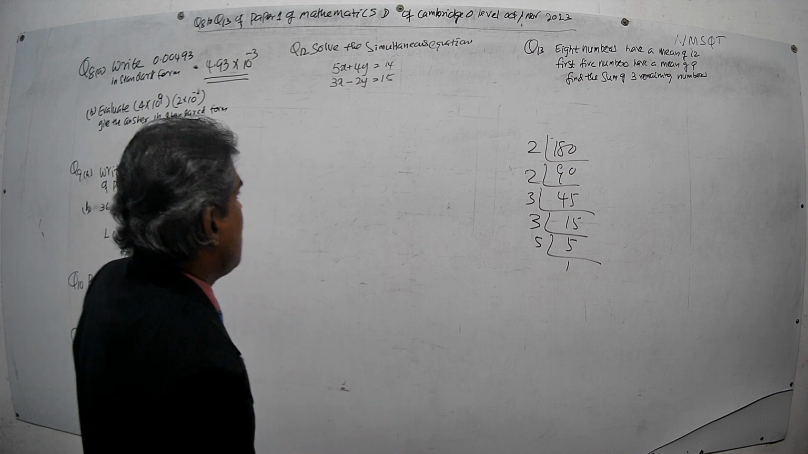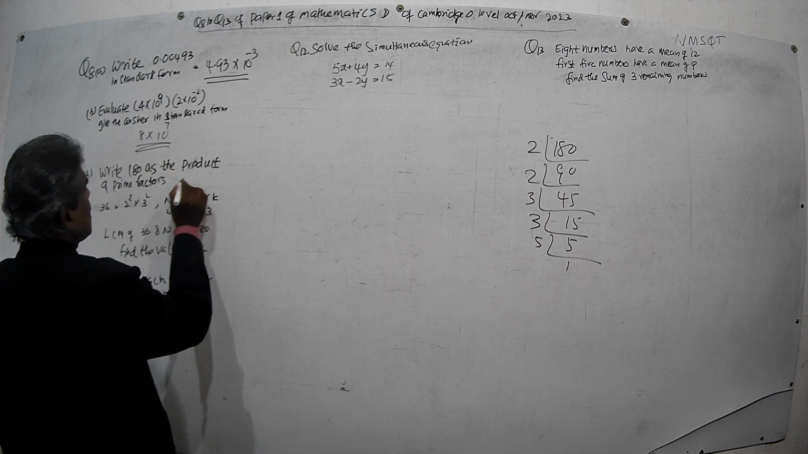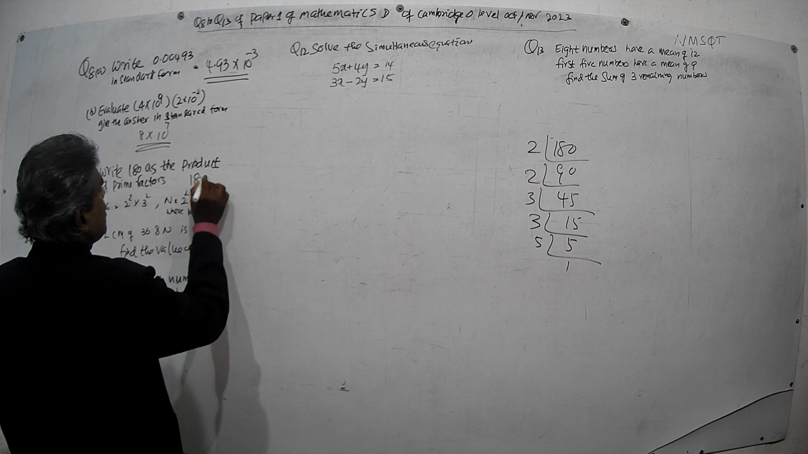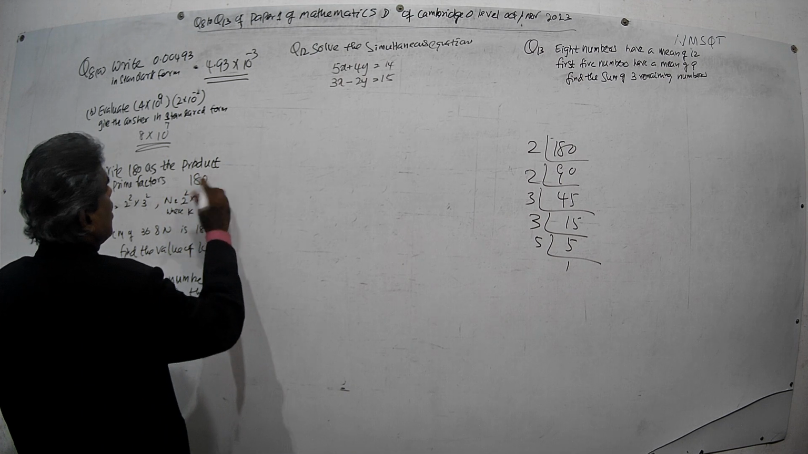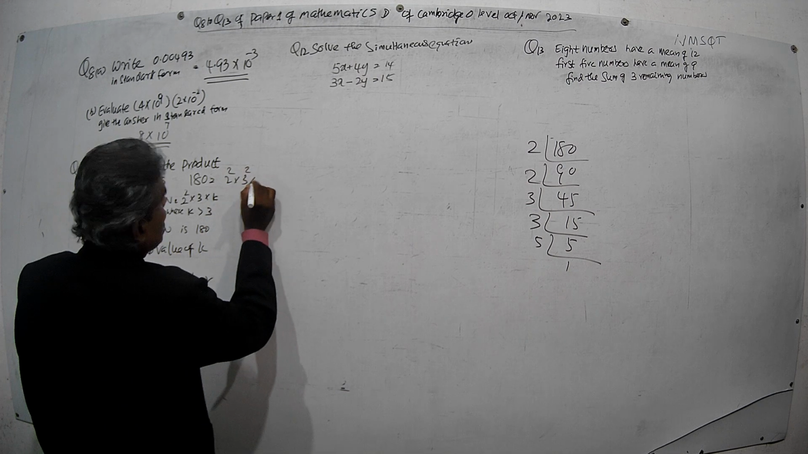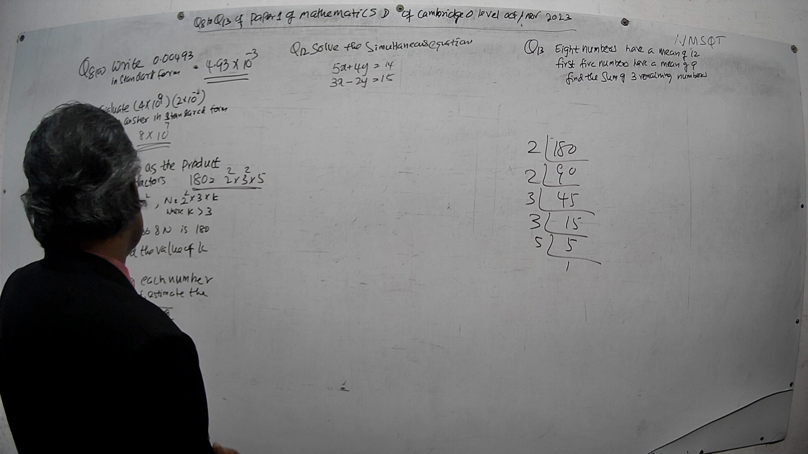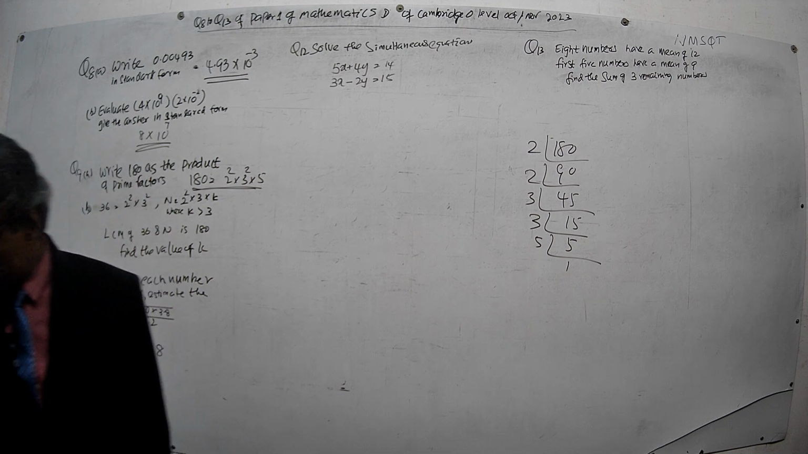Then 180 as a product of prime factors, you write like this: 180 equals 2 to the power 2 times 3 to the power 2 times 5. So this is the answer, right? Now they say the part B.